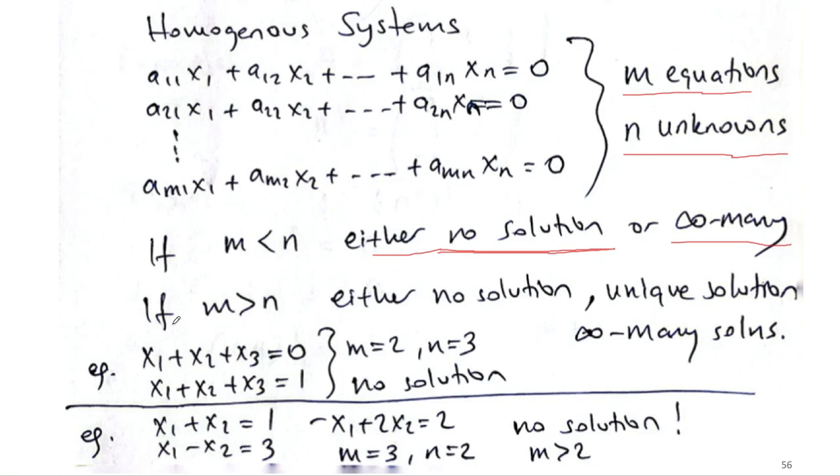Or if the number of equations is more than the number of unknowns, then we can get actually either no solution, unique solution, or infinitely many solutions. All these three cases are possible.